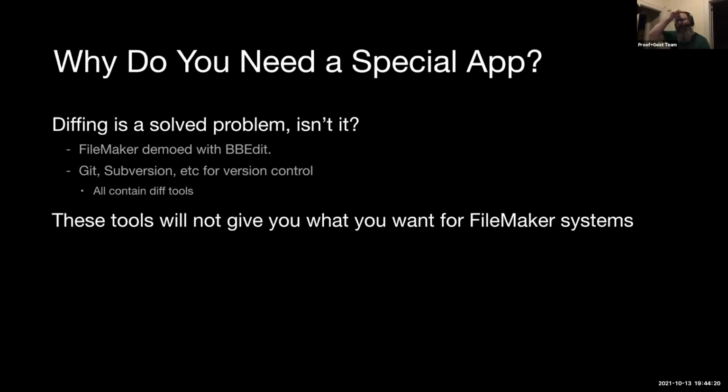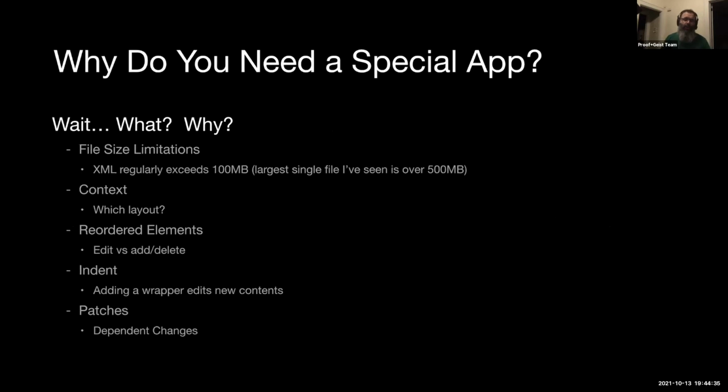So why do you need a special app? There are lots of diff tools for text-based stuff, and the XML is text-based, right? So why can't we just use it? And the issue, there's a number. One is the actual sizes of the files. If you're comparing two 300 megabyte chunks of XML, most source code diff tools are going to croak. They'll just go, yeah, this is too big, not touching it.